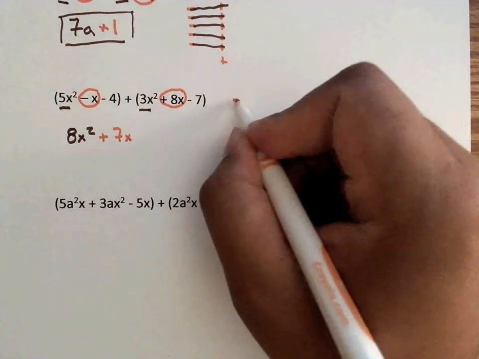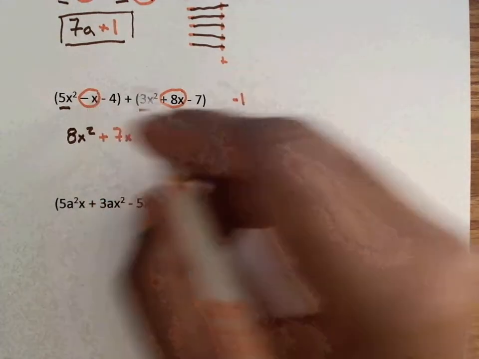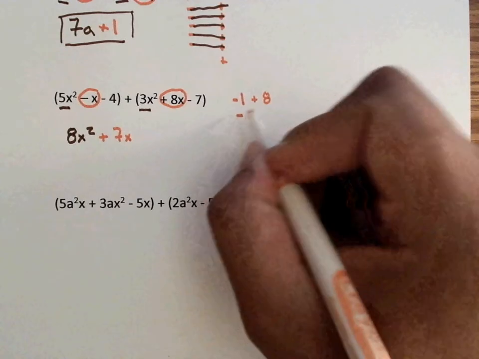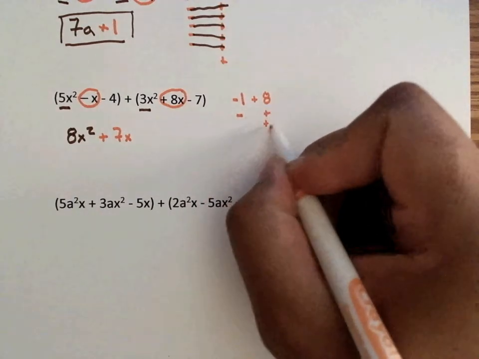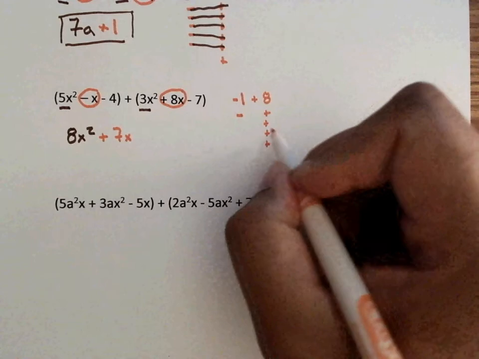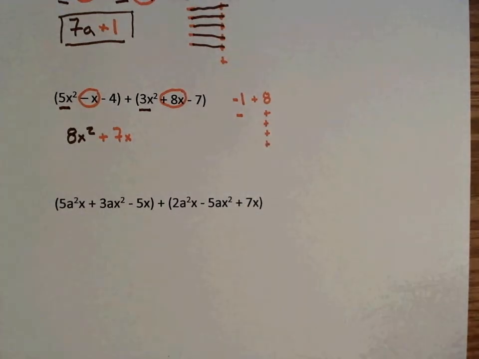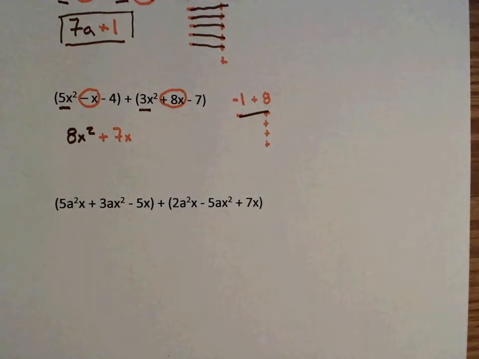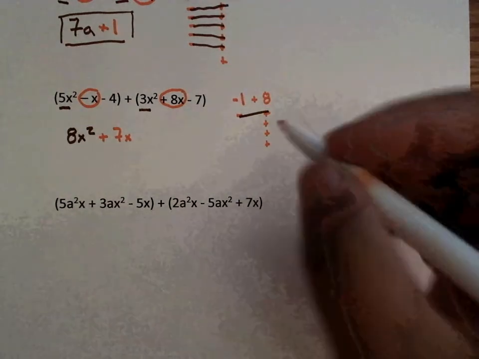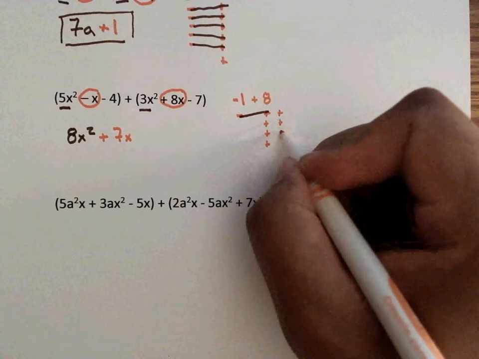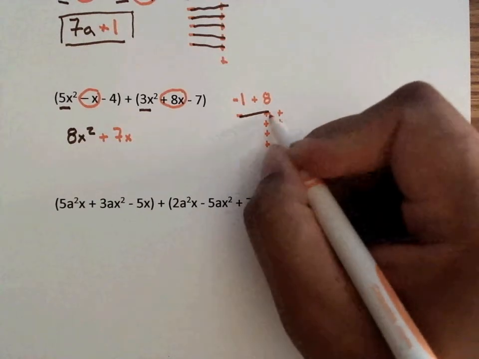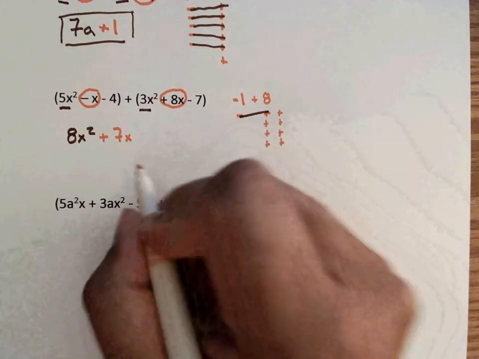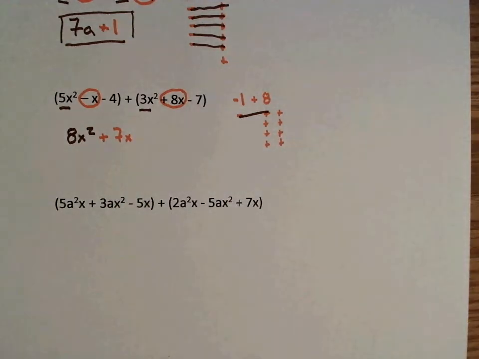Again, if you want to see the work for it, we have imaginary negative 1 in front of the x plus 8. And then we have a negative, and then we have 8 positives. I'm hoping you see at this point, even before I write them all, this negative is going to cancel out with that positive, which means I'm going to be short 1 positive. But just to continue, we have 8 positives total. So 1, 2, 3, 4, 5, 6, 7, 8. One of them goes away, so we're left with 7. That's how we got 7x.